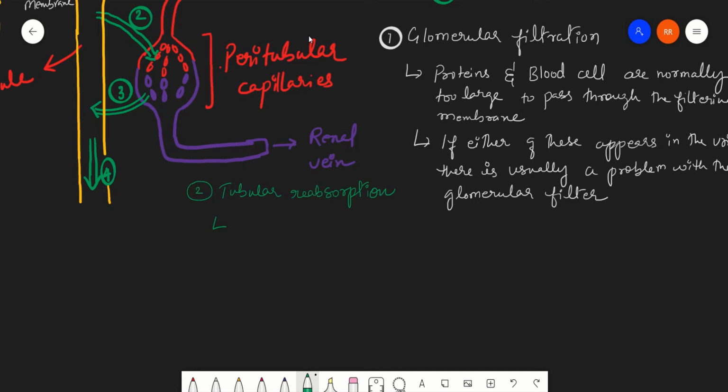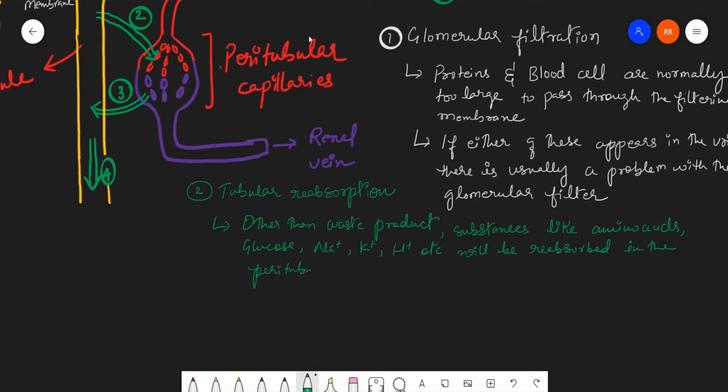So substances other than waste products, like amino acids, glucose, sodium ion, potassium ion, hydrogen ion, etc., will be reabsorbed in the peritubular capillaries.